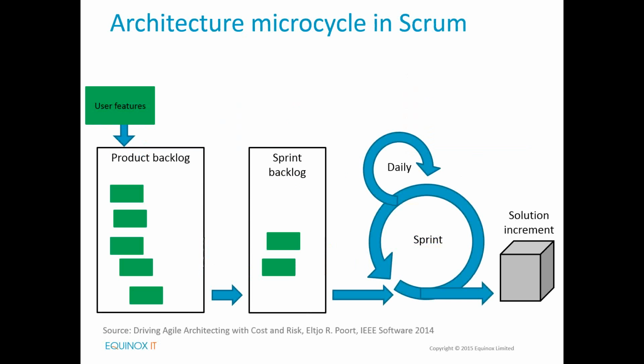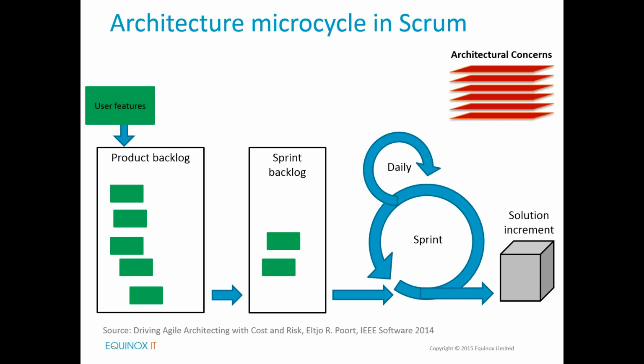So just trying to fit that architecture decision microcycle into the common, say, Scrum approach to development. What we have here is a simplified version of the Scrum process, which some of you may be familiar with, but essentially we have product backlog, then from that a subset of features go into a sprint backlog, which could be from 1 to 4 weeks. The sprint itself with a daily stand-up meeting, and at the end of the sprint we have a solution increment or some part of the solution delivered.